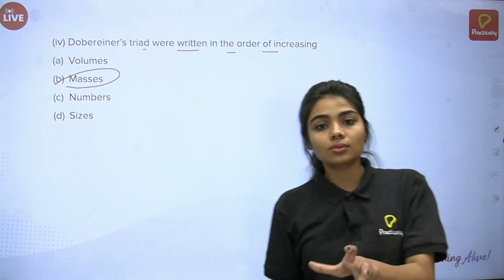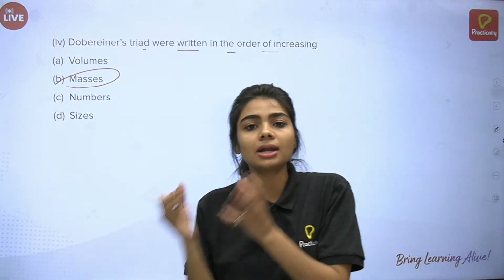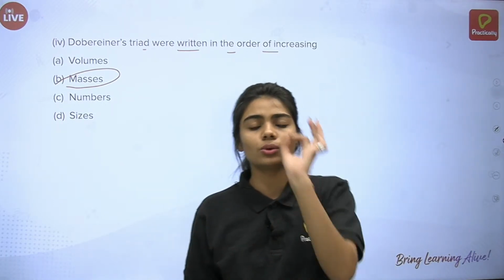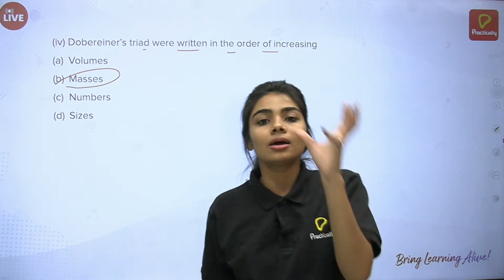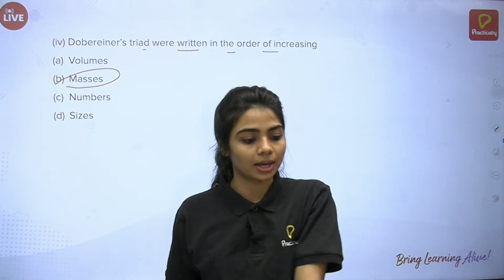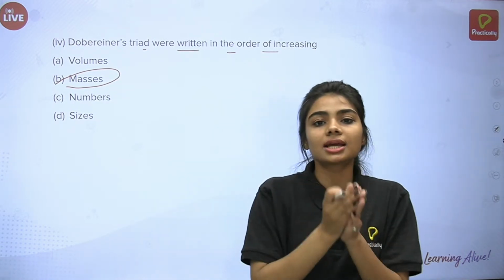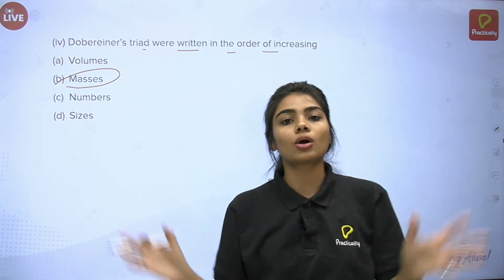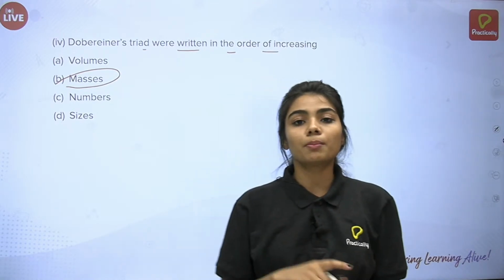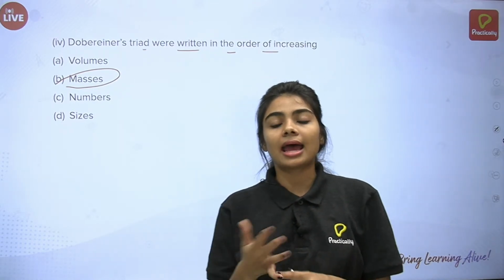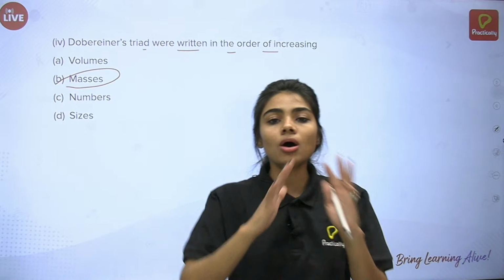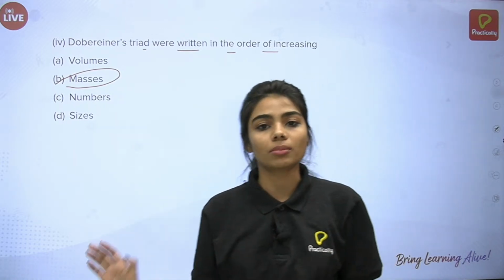So they all did this experiment on the increasing atomic masses. Only in the modern periodic table we have the increasing atomic number, and till now we are using only atomic number because it can justify the whole modern periodic table. Okay, so Mendeleev, Dobereiner and Newland's law of octaves, they all are based on the increasing atomic masses.